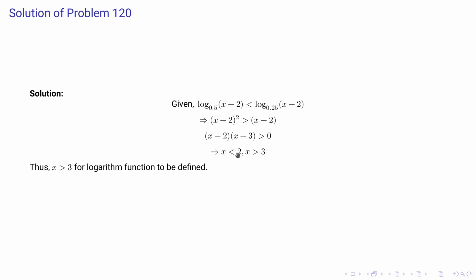That means either x would be less than 2 or x would be greater than 3. But for the logarithm to be defined, x minus 2 has to be greater than 0. So x has to be greater than 2. So once we have that x has to be greater than 2, this condition is discarded, and x is greater than 3 is what we have as the final solution.